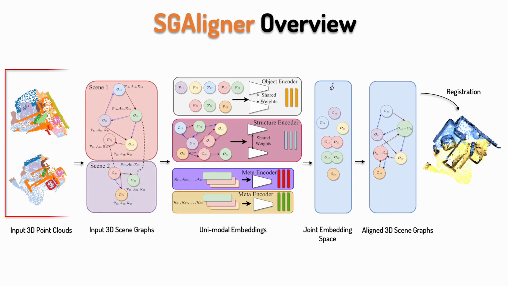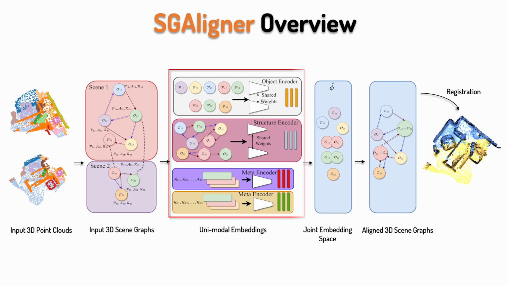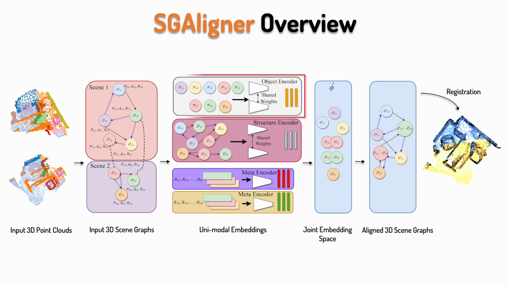We provide an overview of our framework. Given two 3D scene graphs with partial overlap, we create four unimodal embeddings to encode object, structure, attribute, and relationship information. The object encoder receives as input individual object instances in the form of a point cloud. 3D scene graphs contain relationship information which we leverage in the form of a structure graph to encode the layout. We also model the attributes and relationships per object into separate meta embeddings.